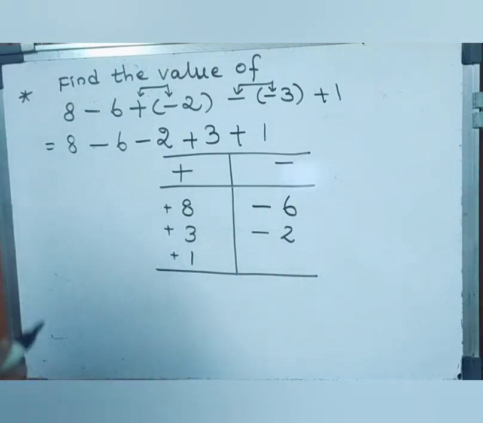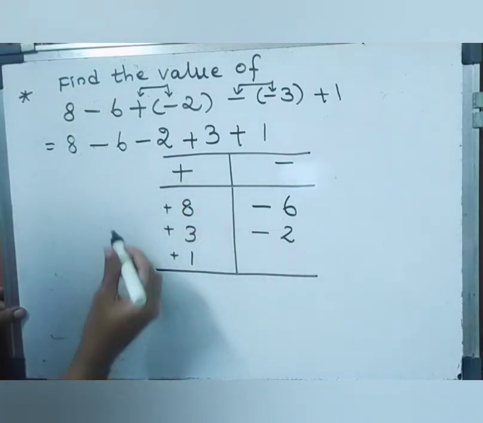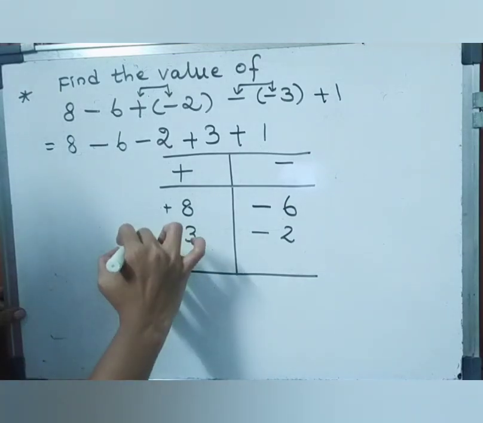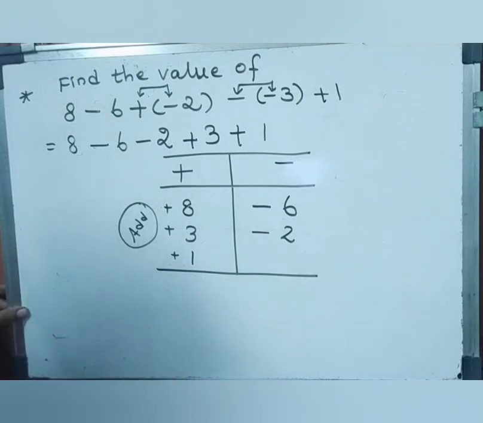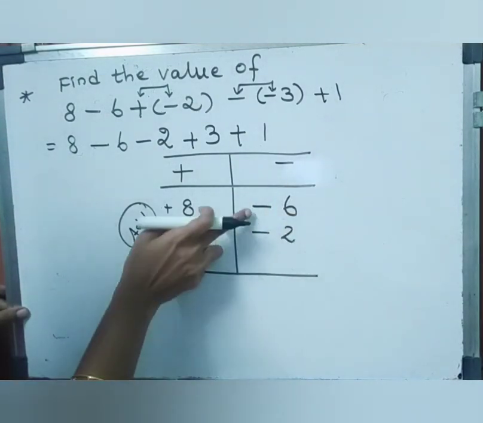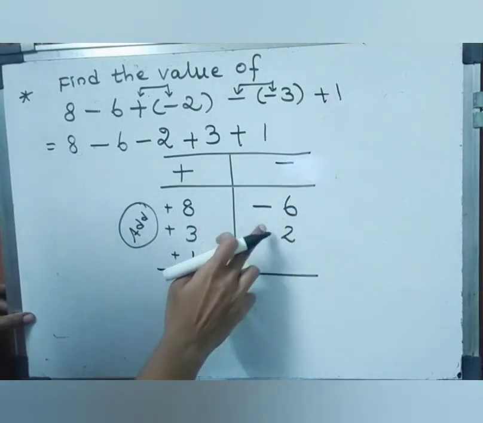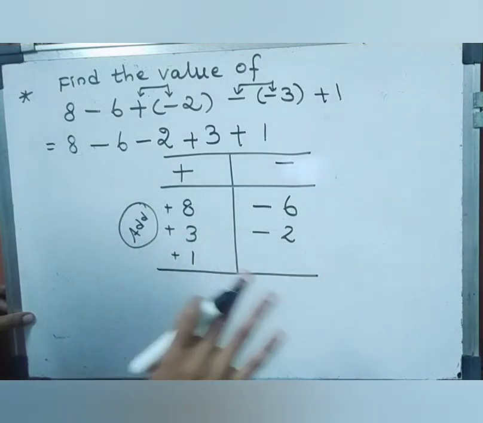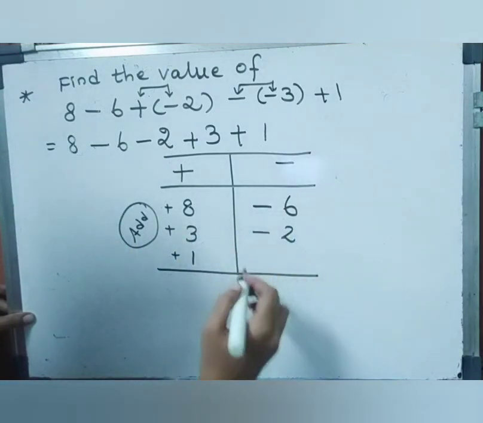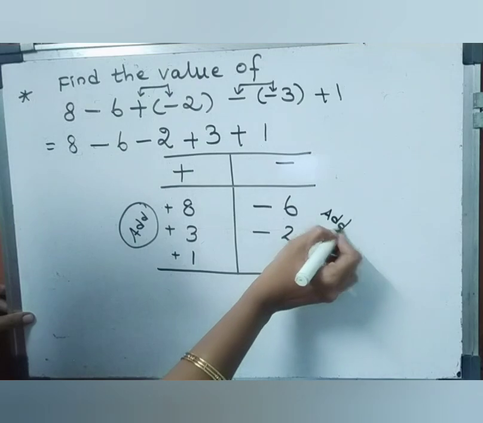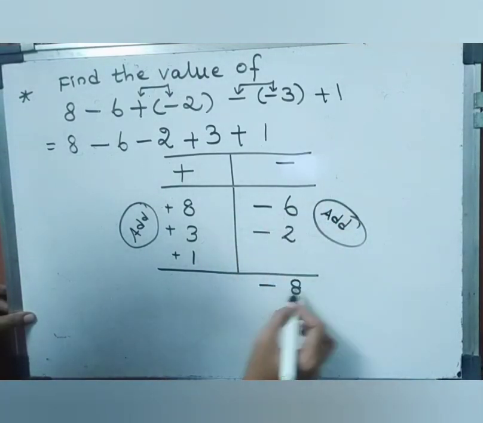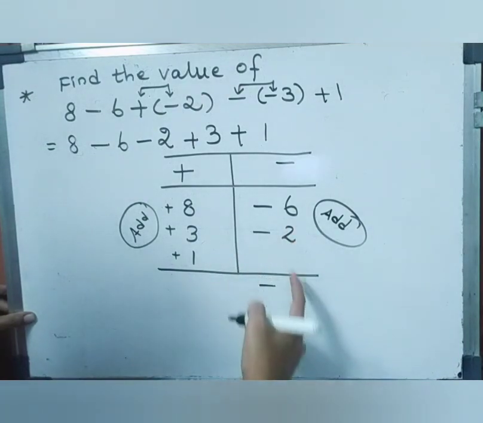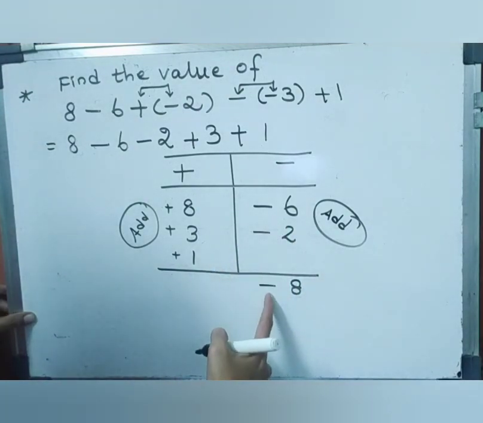Now we know the rule. Same sign, add and put same sign. So here also I am going to do addition. And this side also same sign of integers. Just leave the integer sign. Ignore the sign. Add the integers and put same sign. So here also addition. 6 plus 2, 8. Same sign is minus.